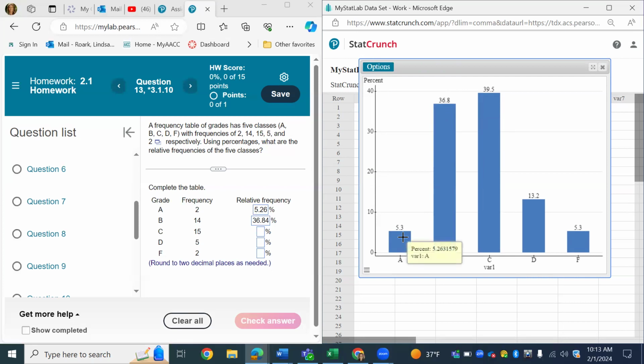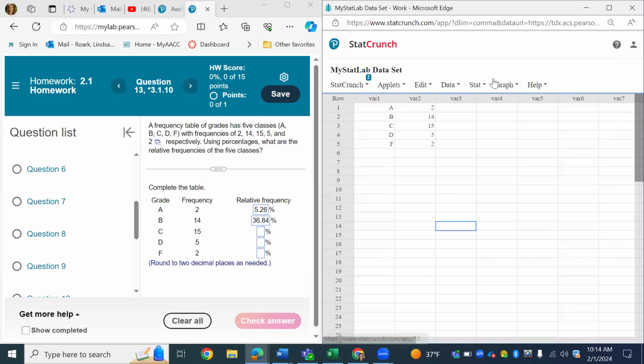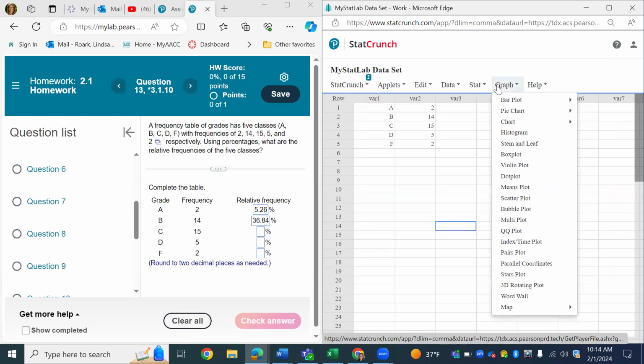If you scroll your mouse over top of the bars, you'll see they actually give you the whole number. So you could just round that. For instance, I scrolled over for A and it says percent 5.2631579. And if we round it, that's 5.26, which is the same thing we got from our calculator, right? So that's one option: to make a bar plot out of it.